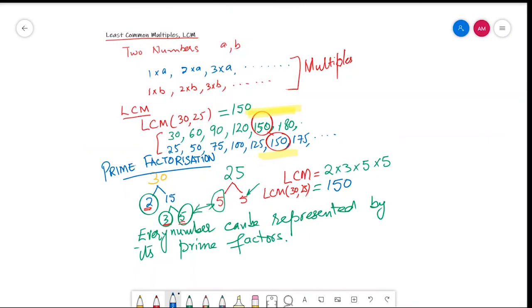So we can find the LCM in two ways. One is writing the multiples and finding what is common there, or secondly, we can do prime factorization.